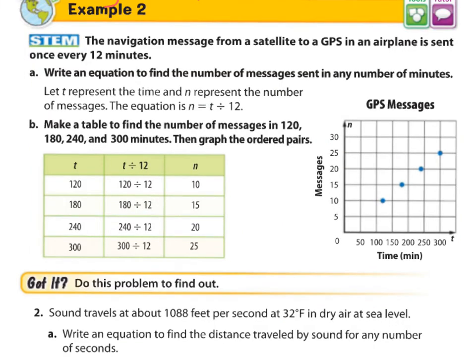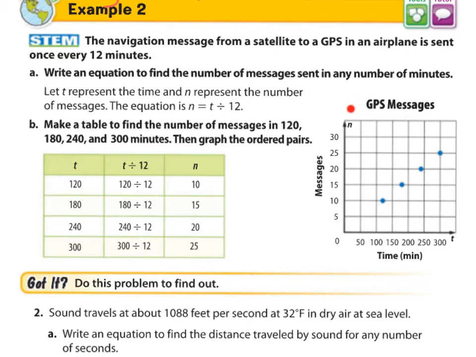Example 2. Now, let's take a look at some data they've given us on a table and on a graph. Just for future reference, anytime you're looking at a graph, so that you don't get misled or confused, always look at the title first. What are we looking at? What is this information? GPS messages. So with that being said, anytime you make a graph, make sure you include your title because that's what people look at first. So we're looking at GPS messages.